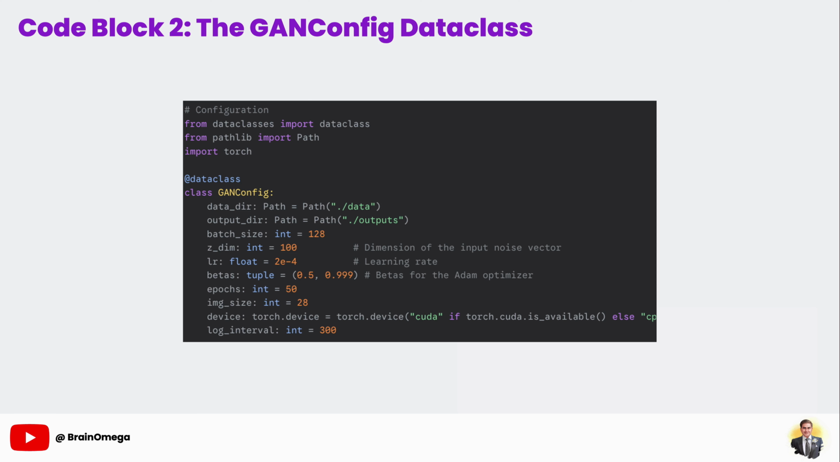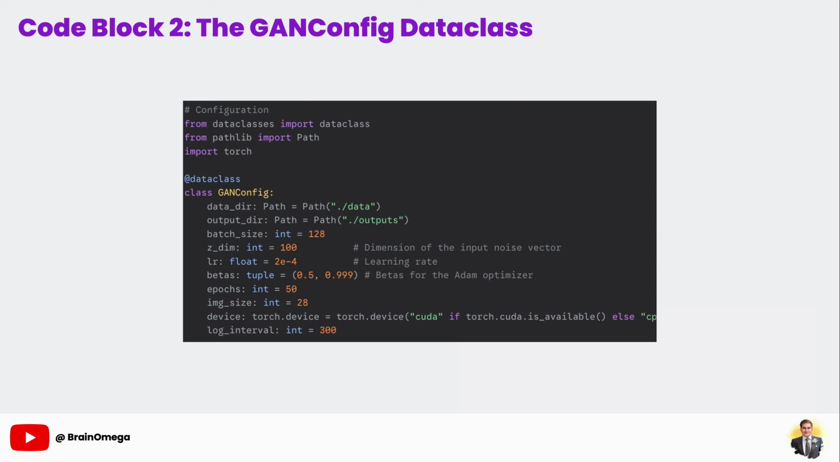When you work on a machine learning project, you'll have dozens of settings: learning rates, batch sizes, image sizes, directory paths, and more. Hard coding these numbers directly into your training script is a recipe for disaster. It becomes messy and impossible to track your experiments. A much cleaner approach is to use a configuration class, and Python's dataclass is perfect for this.